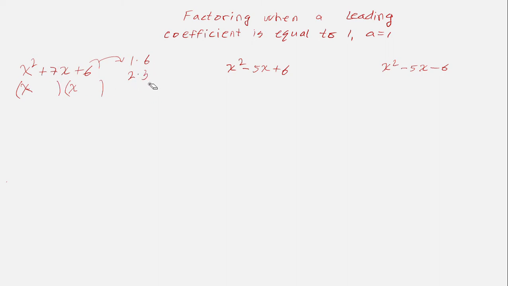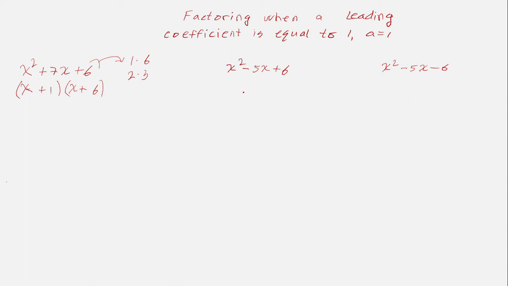Well, 2 plus 3 is not 7, but 1 plus 6 it definitely is. And both of them need to be positive because this here is a positive number. So all we need to do is say plus 1, plus 6. That's it, we factored it.